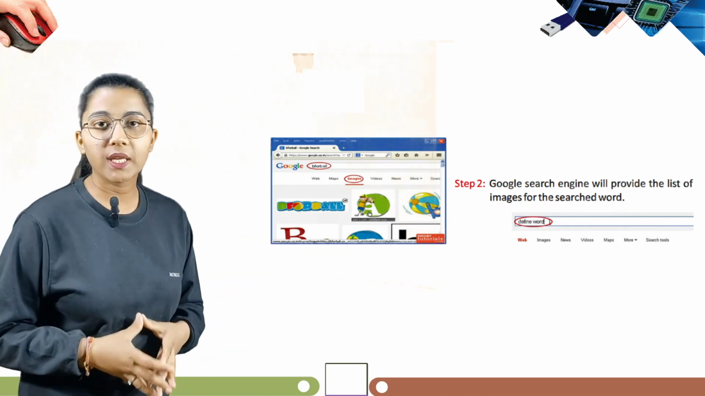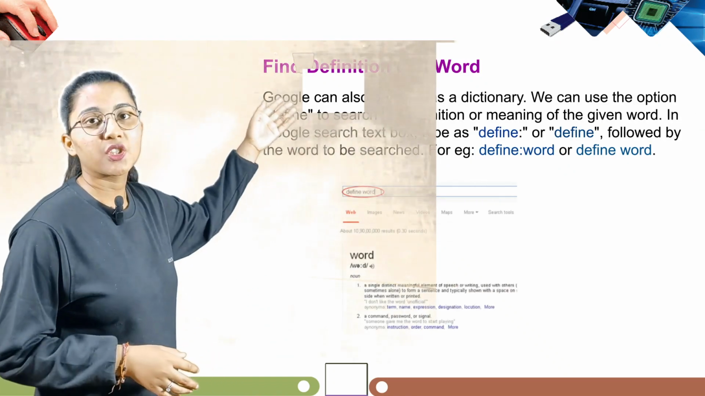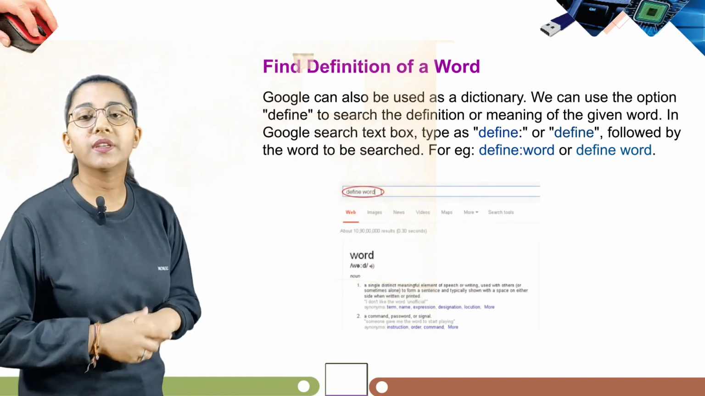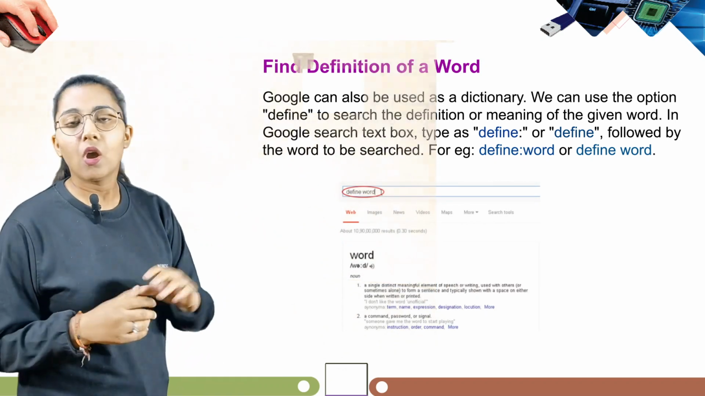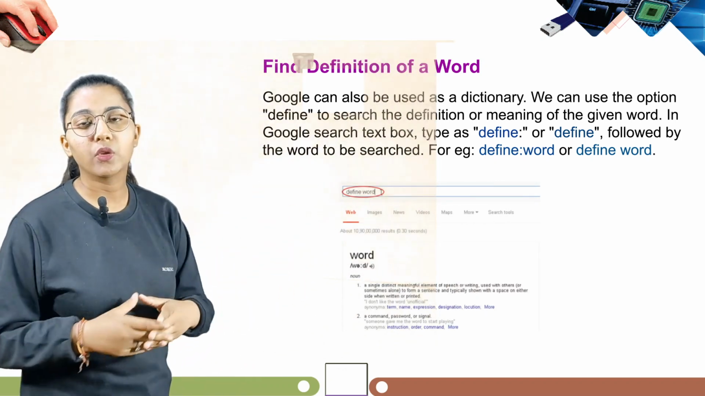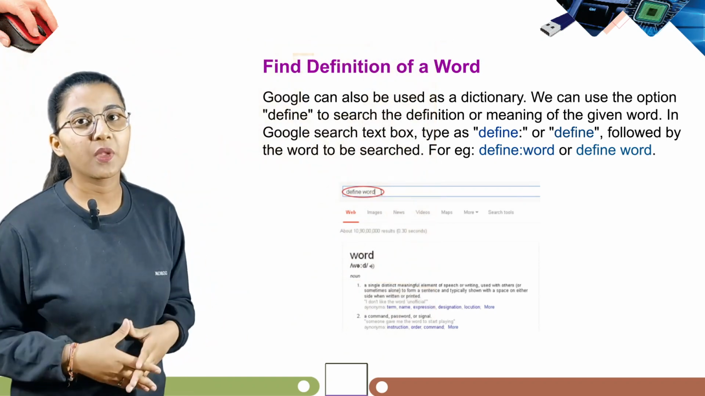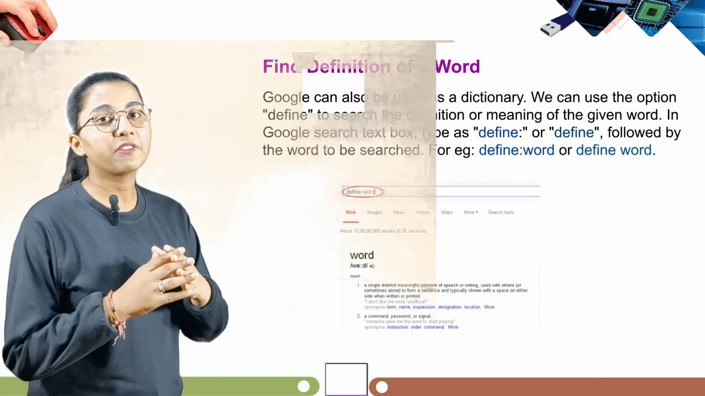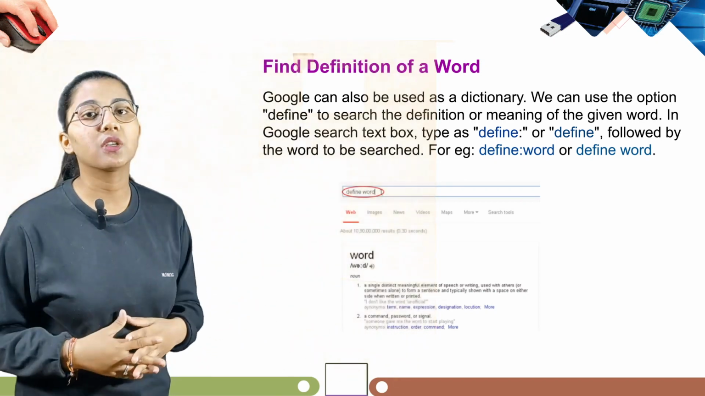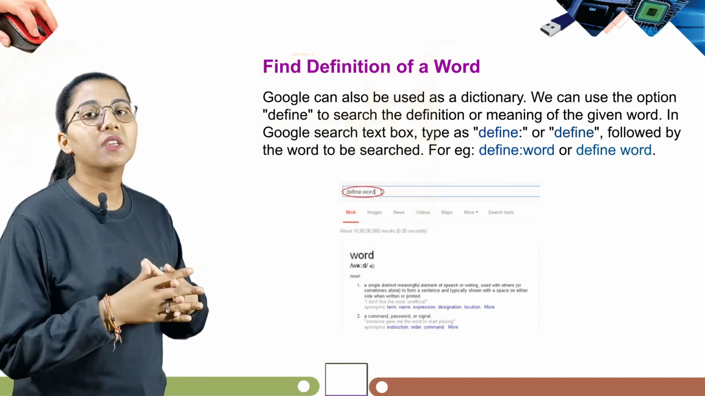Now our next topic is find definition of a word. So you can also find a definition of a particular word. So how will you do that? Google can also be used as a dictionary. We can use the option define to search the definition or meaning of the given word.